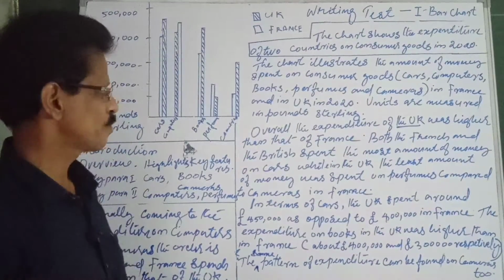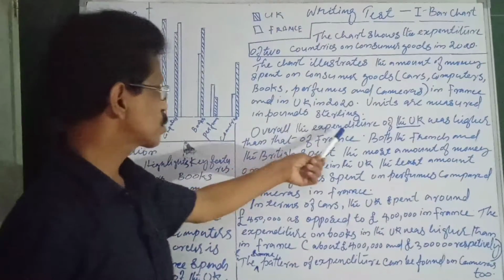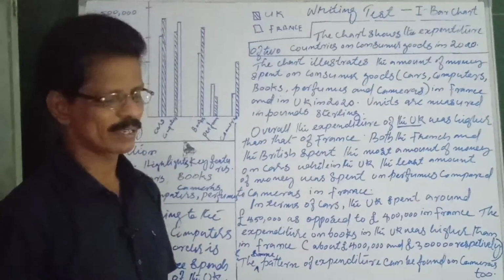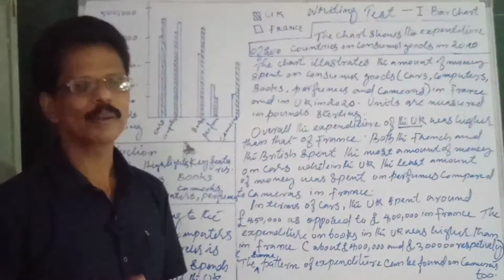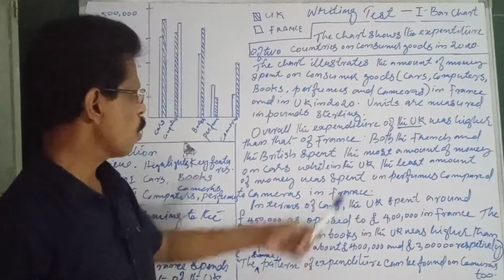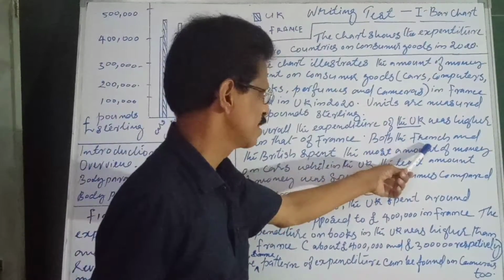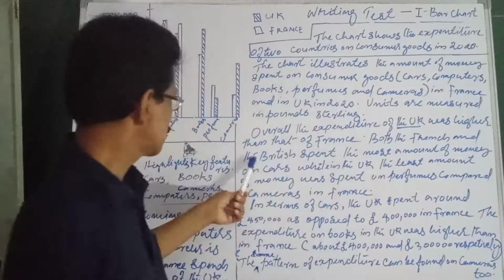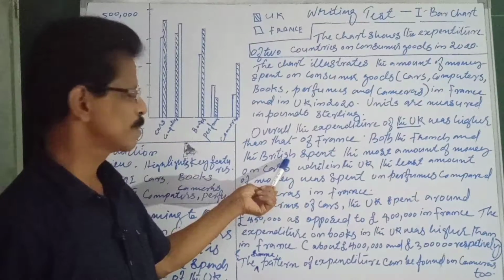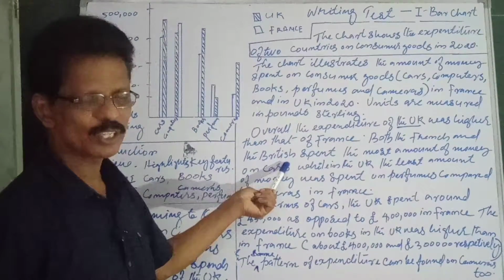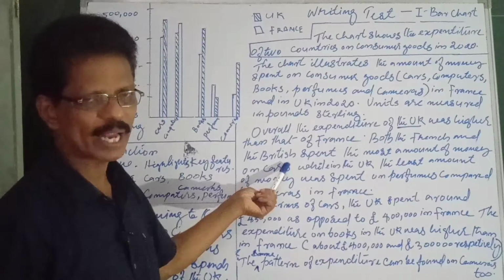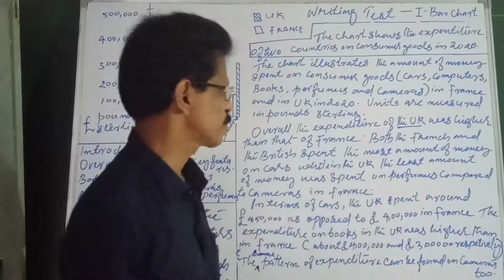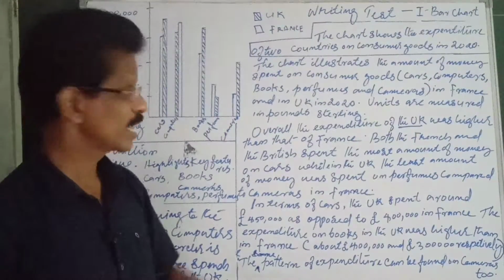Okay, the country France. Overall the expenditure of the UK was higher than that of France, not the France, but the French you can say, people of France. So both the French, see, the French means people of France. The French and the British. Instead of France and Britain, it is being told the French and the British, meaning people of France and Britain. Spend the most amount, the most, superlative degree, the most, degrees of comparison.